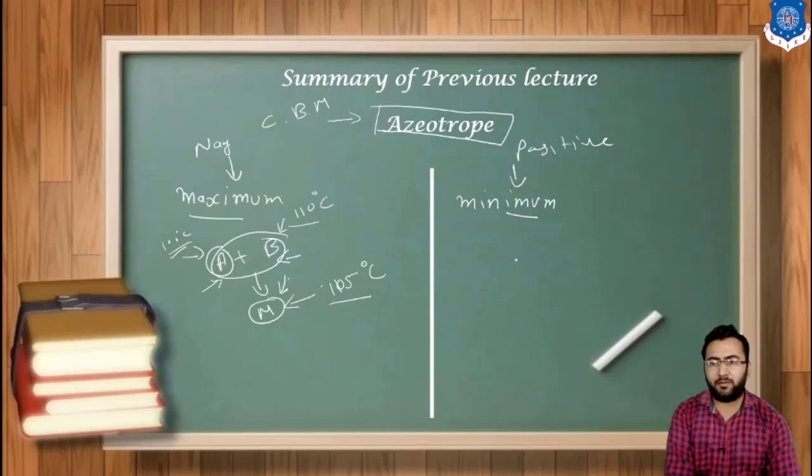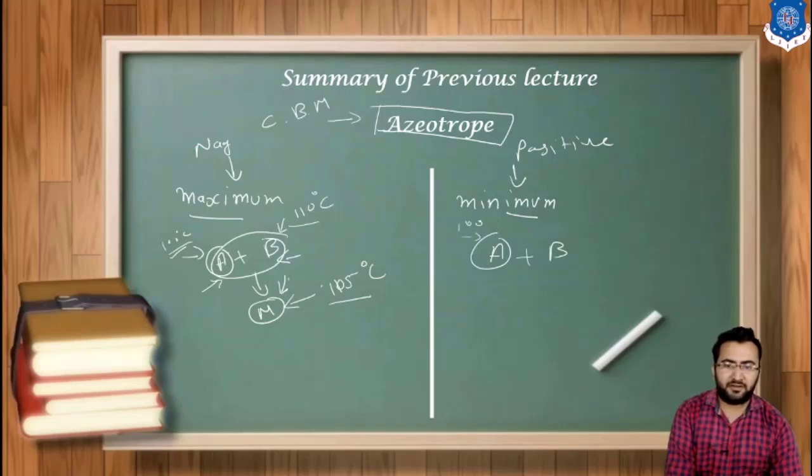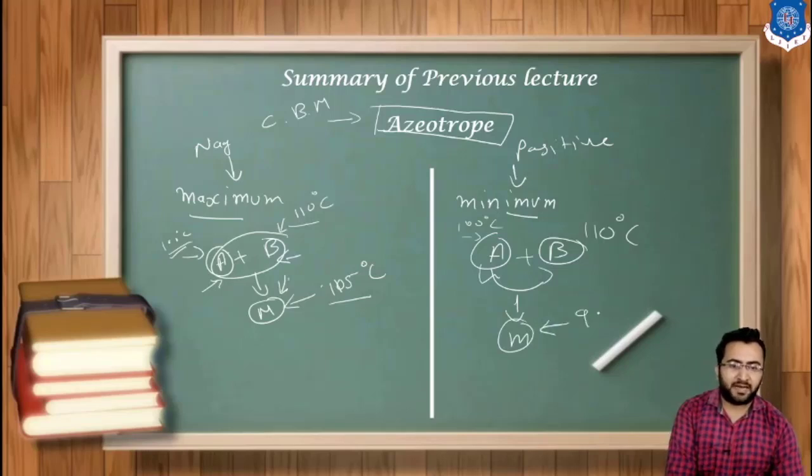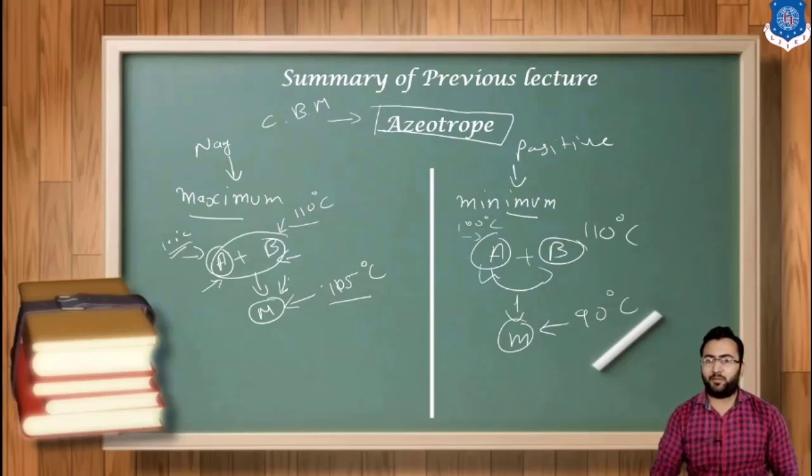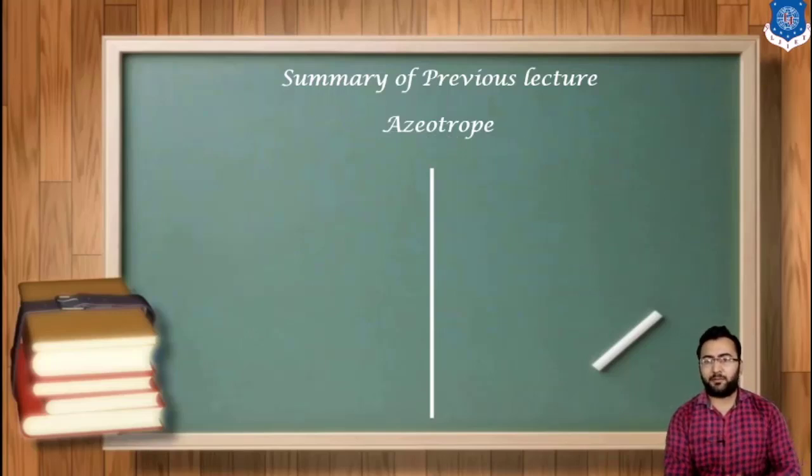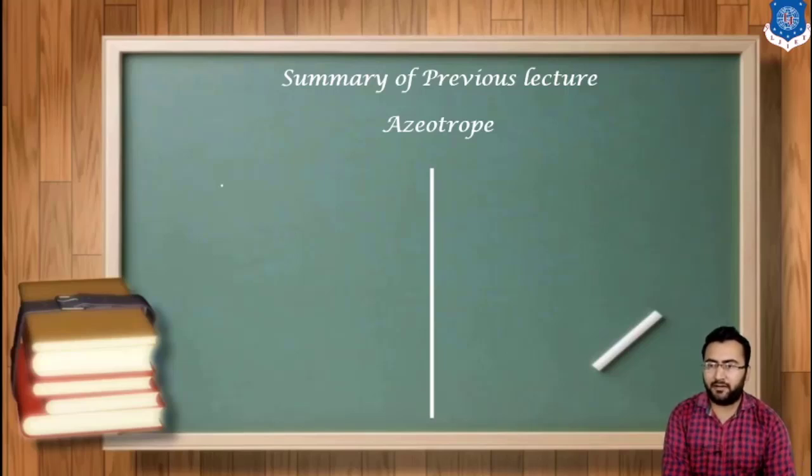Similarly, for the minimum boiling point azeotrope, if you make a mixture of A and B, where A has a 100 degrees Celsius boiling point and B has a 110 degrees Celsius boiling point, by mixing these two components we get the M solution, and if the boiling point of M is 90 degrees Celsius, then this type of mixture forms a minimum boiling point azeotrope. We can also understand the maximum and minimum boiling point azeotropes on the basis of vapor pressure. Then we discussed the other types of azeotrope, such as the homogeneous azeotrope and the heterogeneous azeotrope.